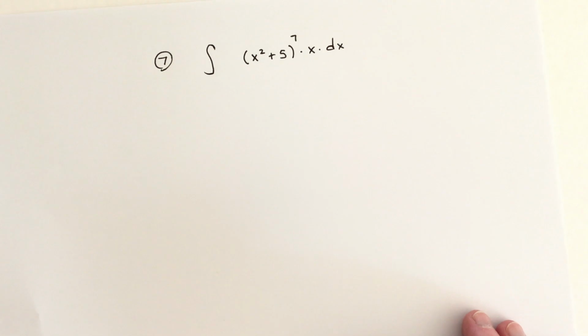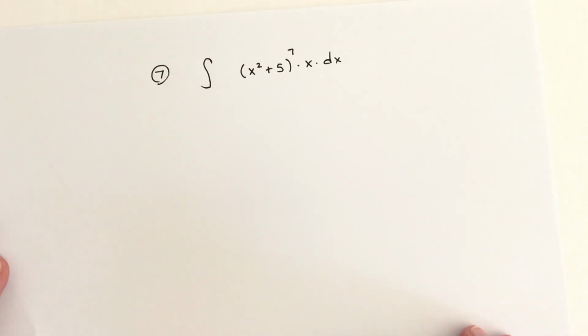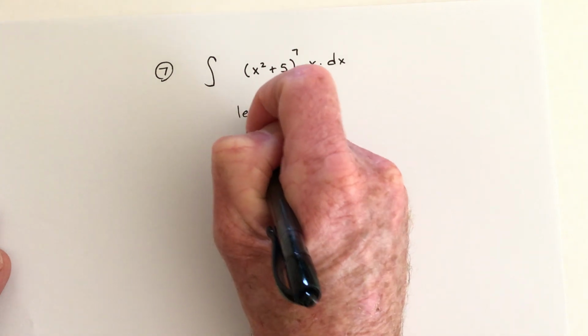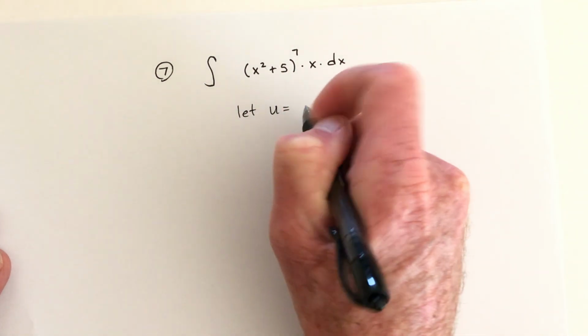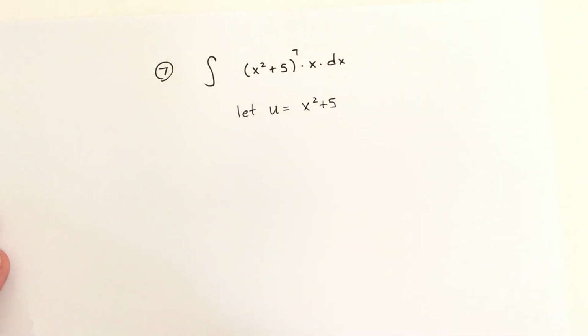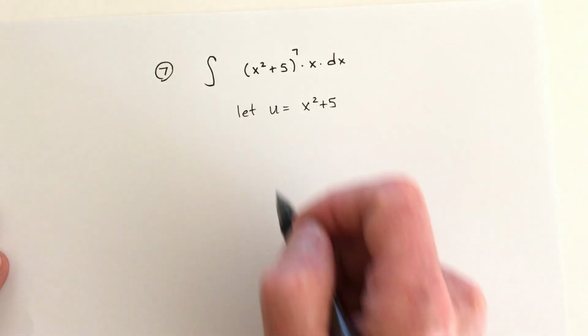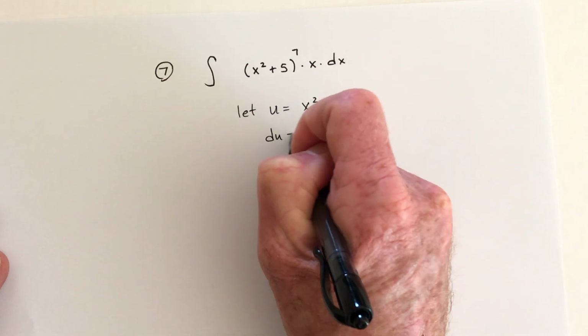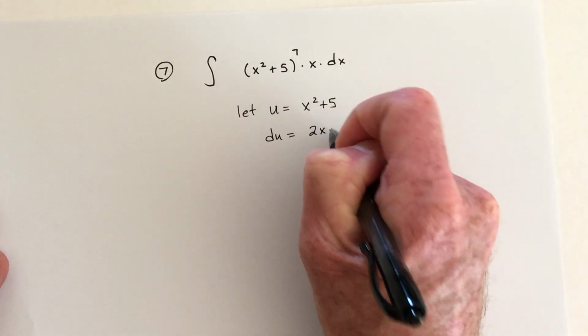And then, from the very last part of the semester, finding antiderivatives or integrating. So for this one, use u substitution, and you let u equal what's inside the parentheses. And then do the derivative. The derivative is going to be a 2x times dx.